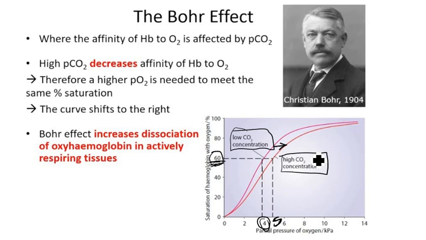So the Bohr effect increases dissociation of oxyhemoglobin in actively respiring tissue. Within the respiring tissue, like I said, we have a high CO2, while in the lungs we have low CO2. So take note of that. It will require more oxygen for this to happen at high carbon dioxide, while it will require less oxygen for that to happen at low carbon dioxide. So that's what the Bohr effect is all about. All right, let's move on.